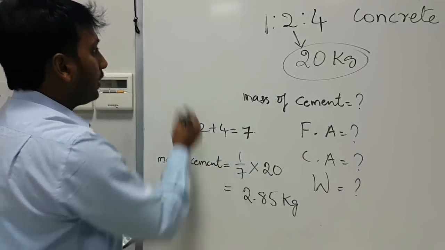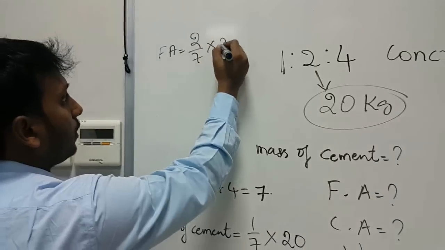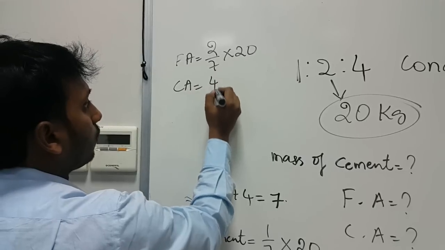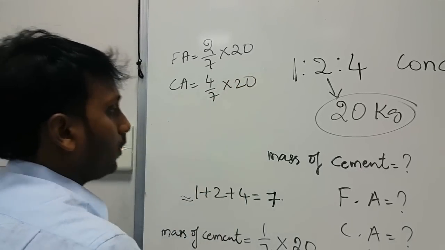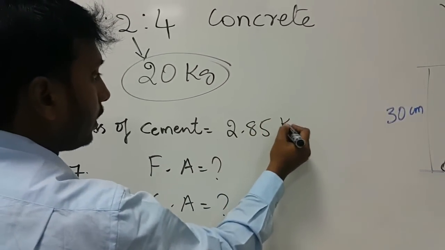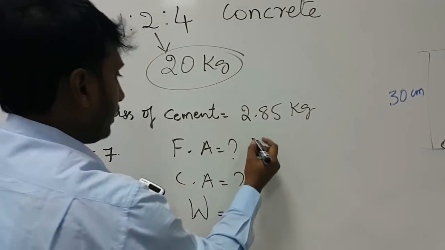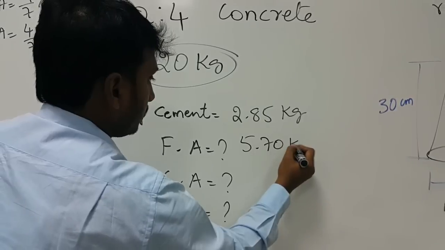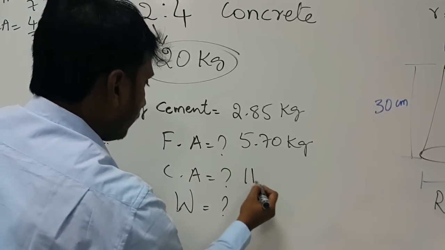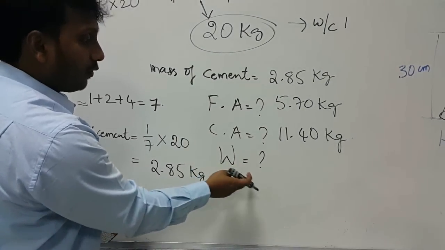For fine aggregate it is 2 by 7 multiplied by 20. Again for coarse aggregate it is 4 by 7 multiplied by 20. So here the mass of cement is 2.85 kg, the mass of fine aggregate is 5.7 kg, and coarse aggregate is 11.4 kg.